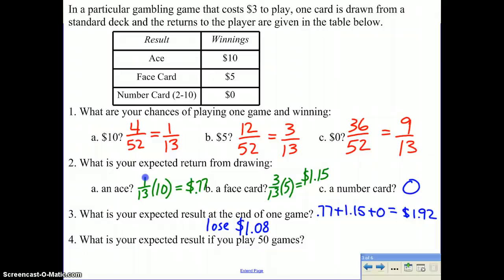Next question, last question here. What's your expected result if you play 50 games? Well, if you lose $1.08 each time you play, and you play 50 times, well, that's just 50 times $1.08, which means overall you expect to lose $54. If you play the game 50 times, you can expect to go home having lost a net total of $54.